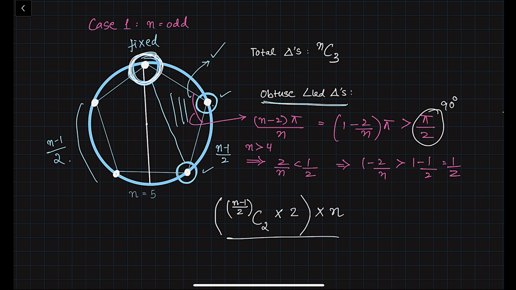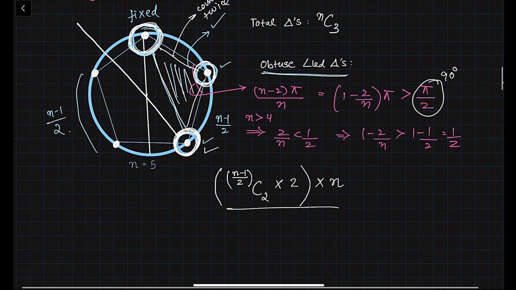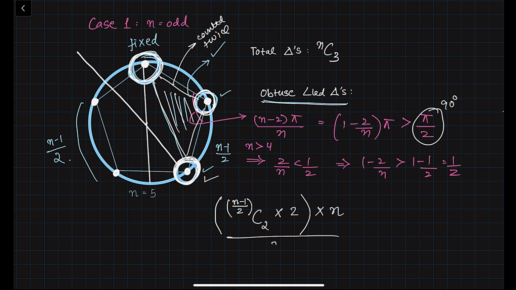So let's say that this fixed point has now shifted here. This is the fixed point in another case. So the corresponding circum diameter will be this, right? Now for this case we are again choosing these 3 points, and we are choosing this triangle. So this triangle is being double counted twice if we use this formula. So to avoid this double counting, we divide by 2.